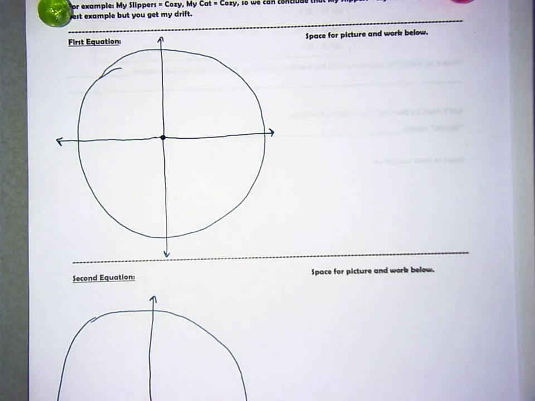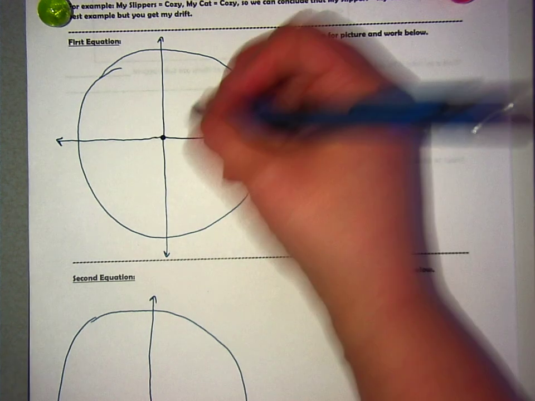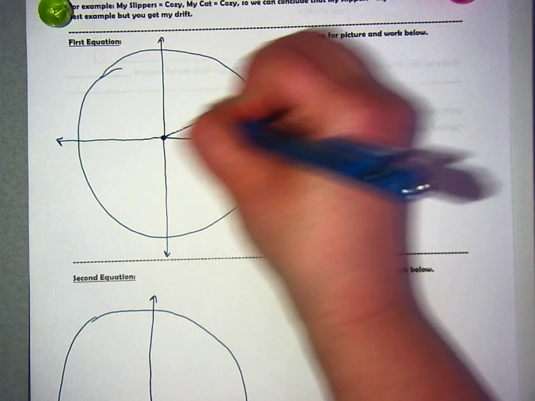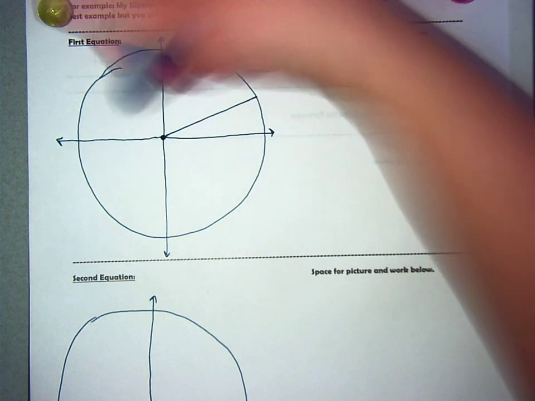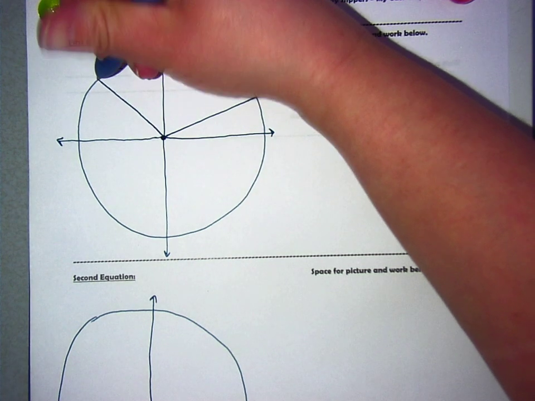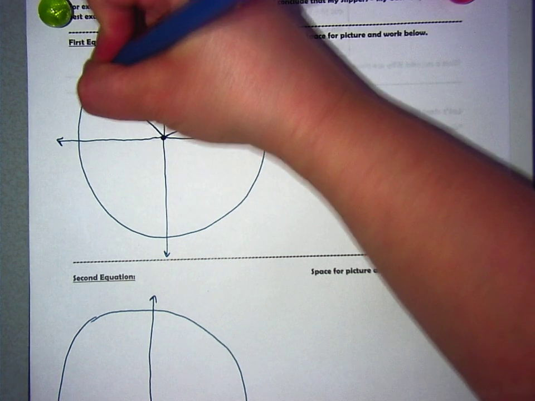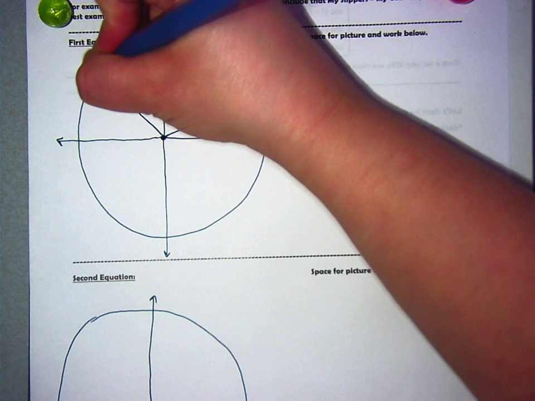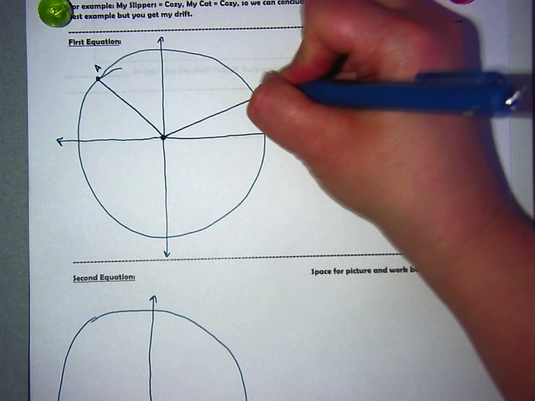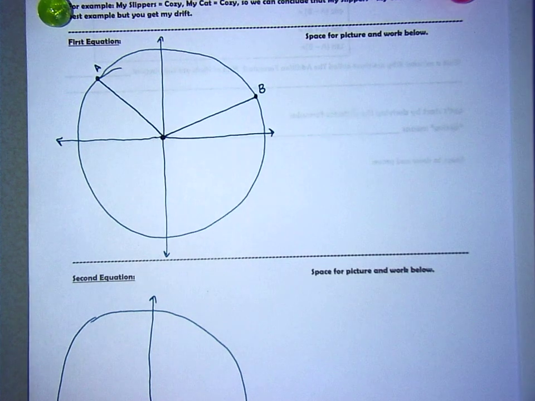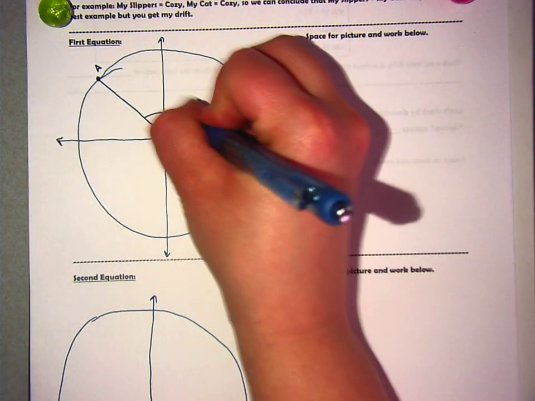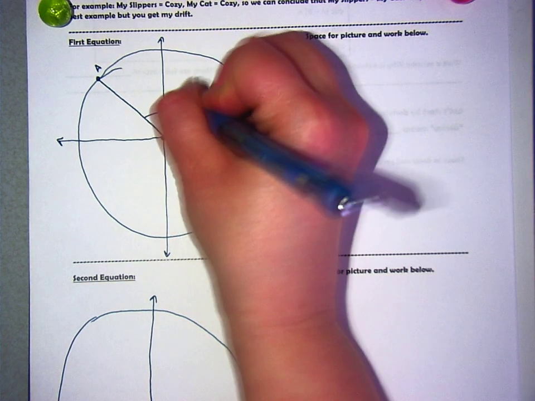A minus B. And what I want you to draw is you're going to draw a line about here, a line about there. I'm going to call this point A, and this point B. And this angle is A minus B.